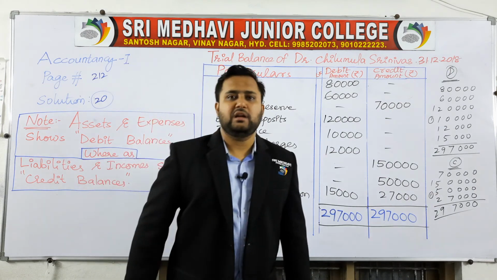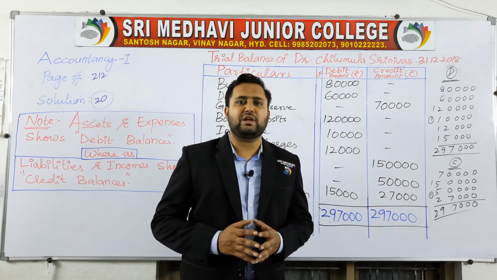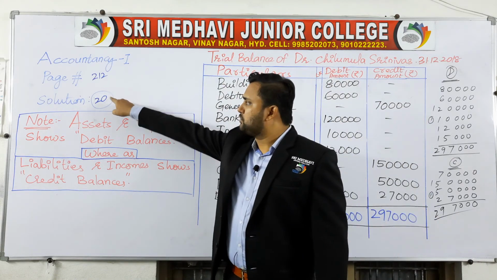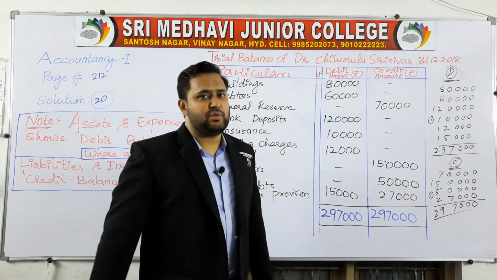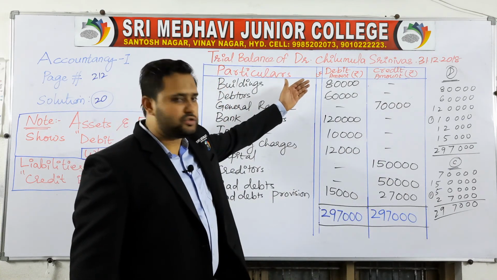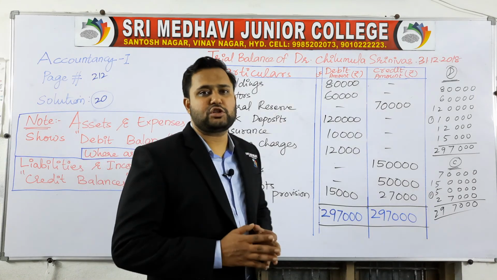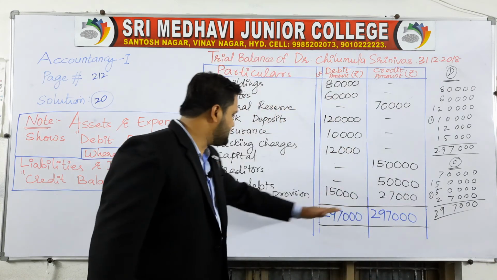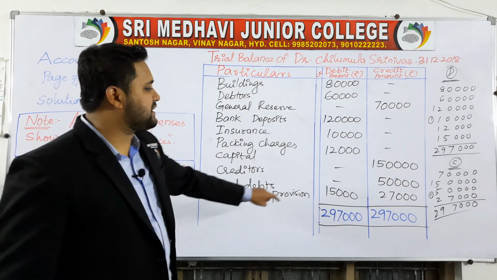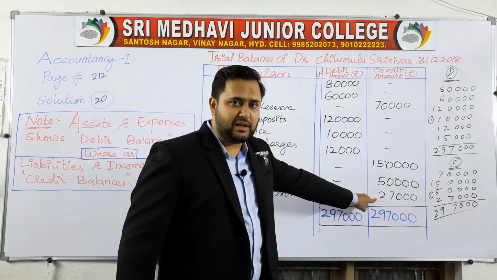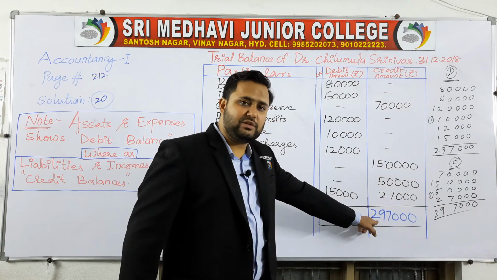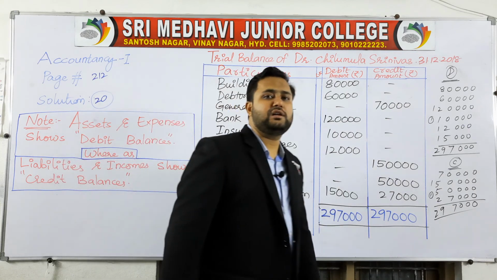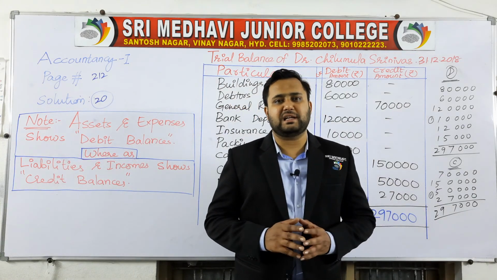So what we have done here is we have prepared the trial balance of Dr. Chilumula Srinivas. The details have been given in the question, page number 212, question number 20. The assets amount belongs to the debit column because assets and expenses show debit balance, whereas liabilities and income show credit balance, meaning we have written the liabilities. And the last one we left over is bad debts provision, 27,000. This is a liability. Total of these liabilities is 2,97,000 in the credit column, total of the debit is 2,97,000. Both debit and credit columns agreed, which means our answer is correct.